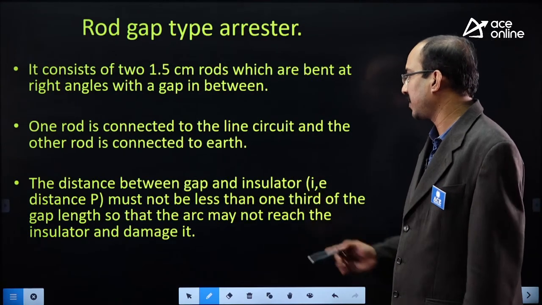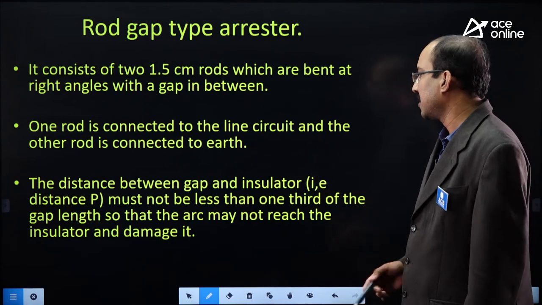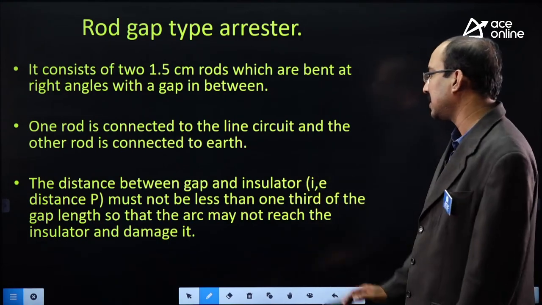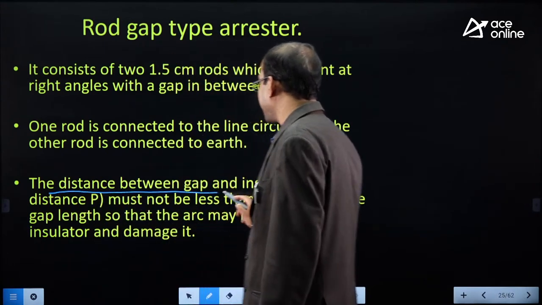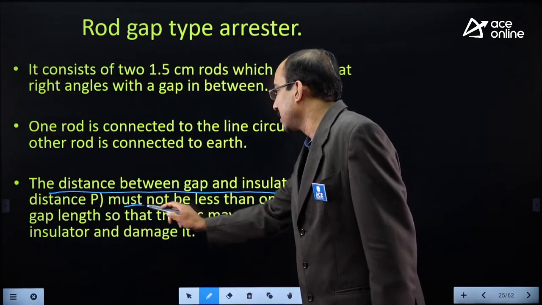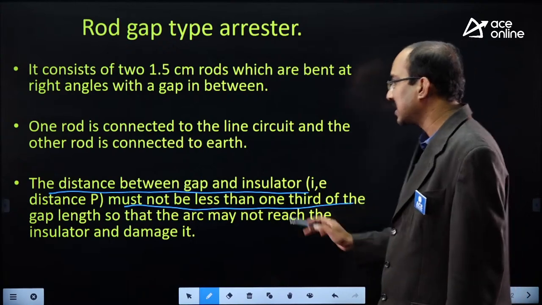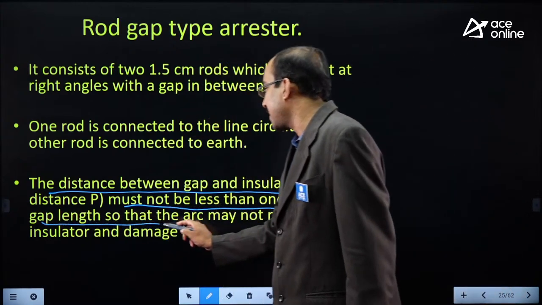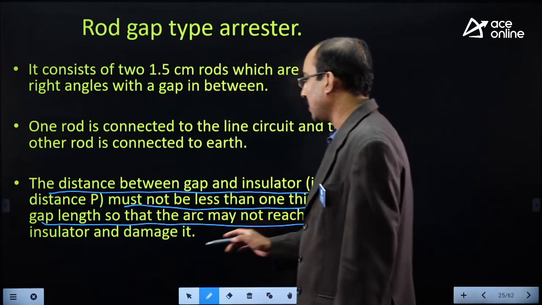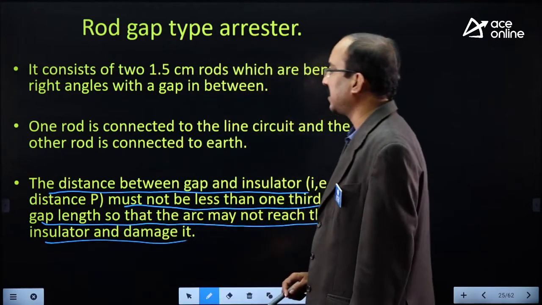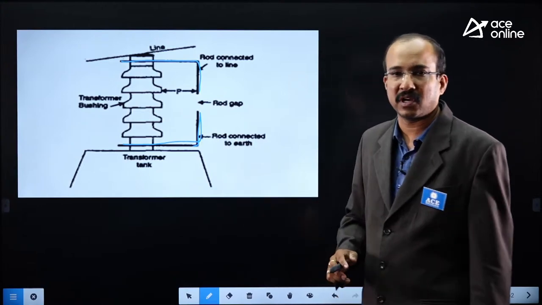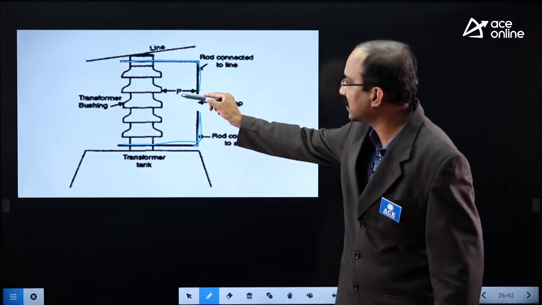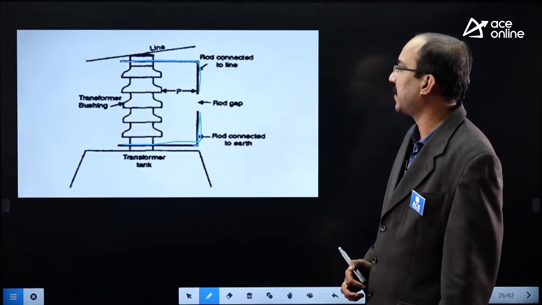Here the distance between the gap and the insulator must not be less than 1/3 of the gap length. Observe this statement. Why? So that the arc will not reach the insulator and damage it. So this distance should not be less than 1/3 of the gap length. That is to be maintained.